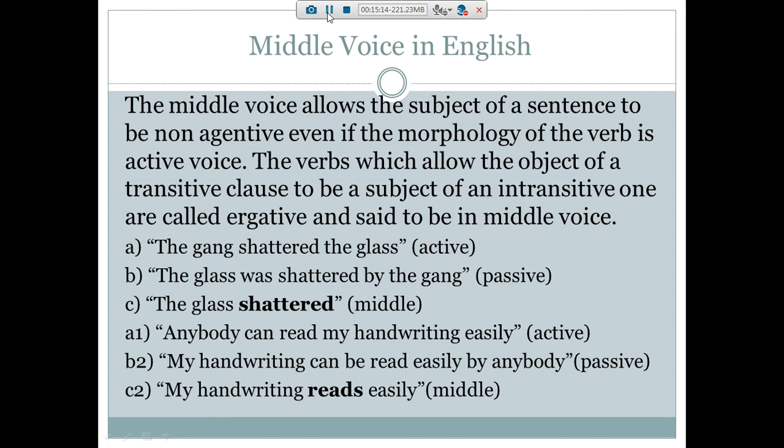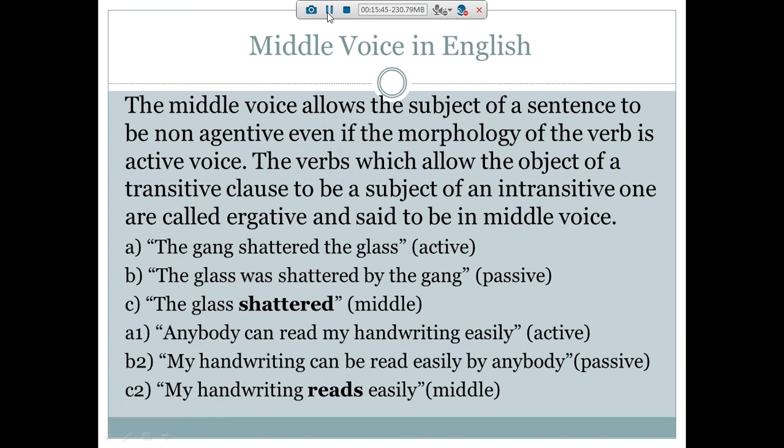Again, this is an instance of middle voice. Why? Because we have a transitive verb used intransitively. The syntactic subject has the thematic role of patient or theme, and the form, the morphology, is that of active voice. But the verb is a transitive verb used intransitively. So this is an instance of middle voice. Just by chance, it's also an instance of middle construction.